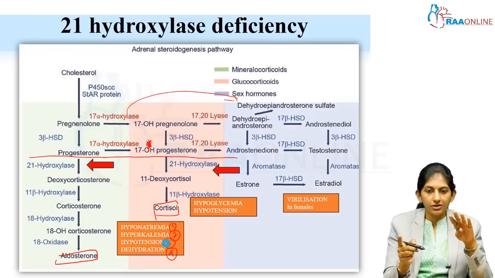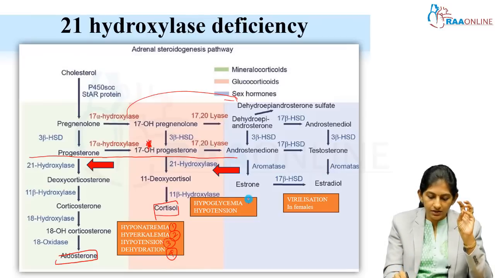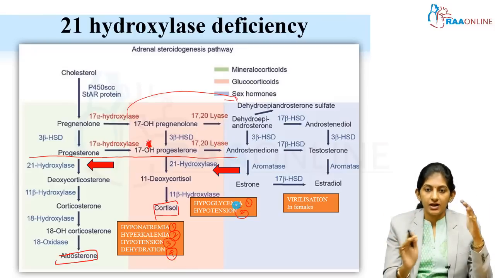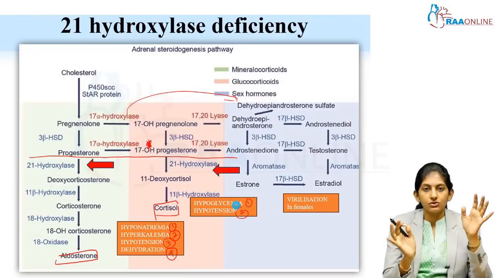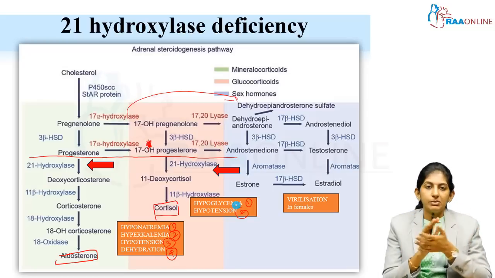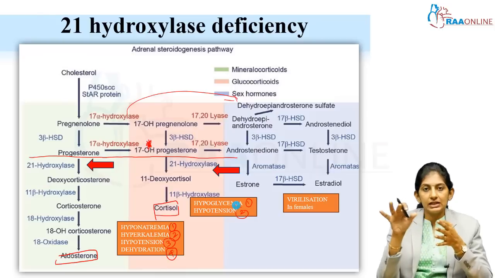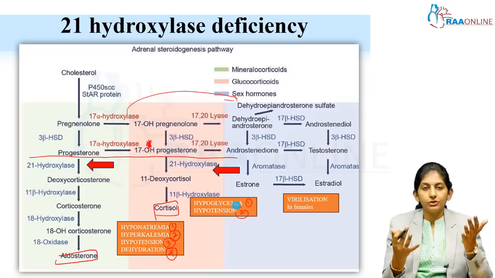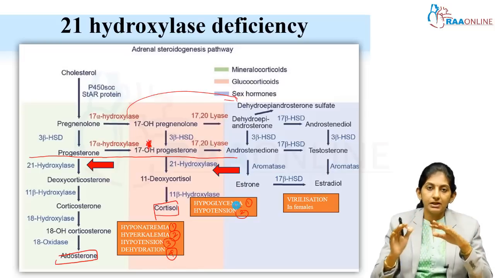Because of the glucocorticoid deficiency, what is going to happen? Sugar is going to come less. So hypoglycemia, hypotension. Third, excess of sex hormones: androgens, androstenedione, testosterone. So this is going to affect which gender? It's going to affect the females. So virilization will be present in females. Of course, in male infants, it is only going to manifest as hyperpigmentation.